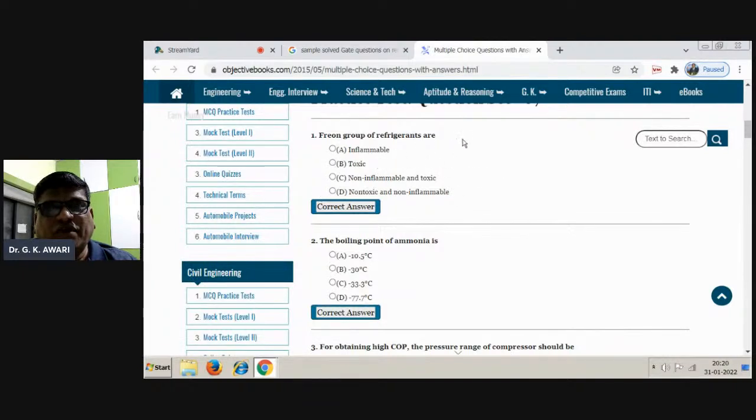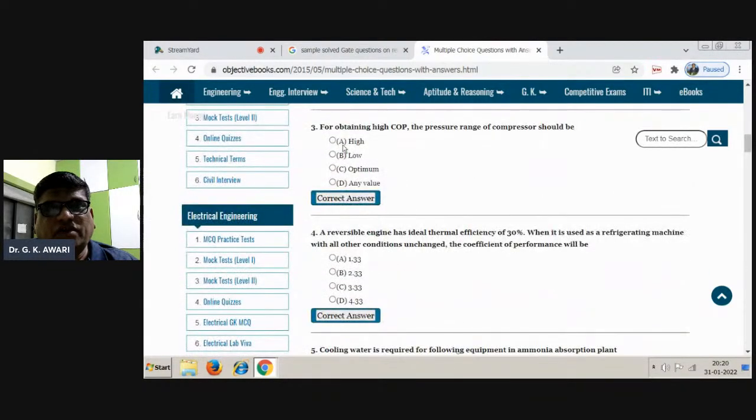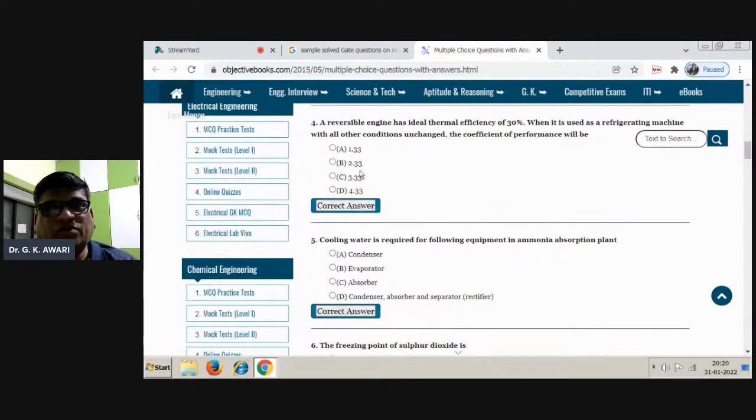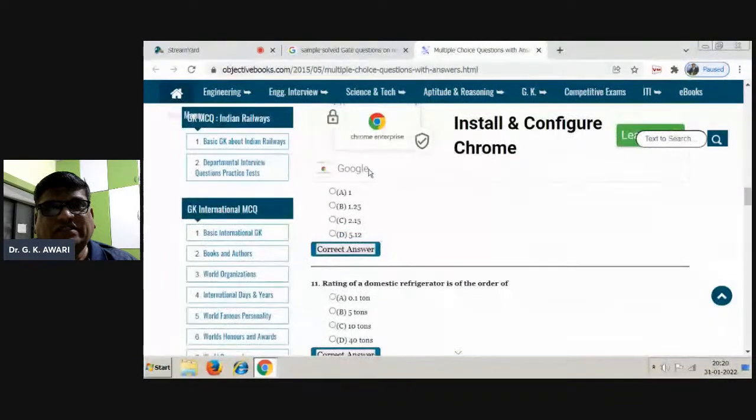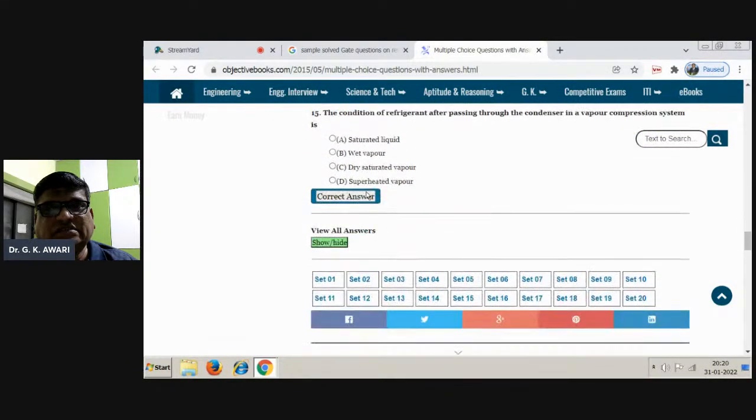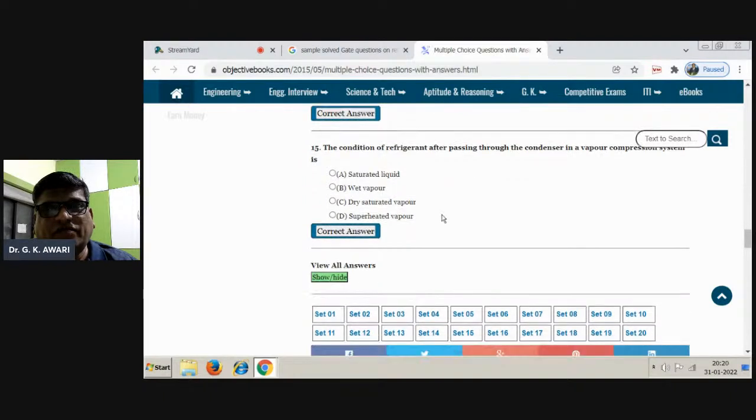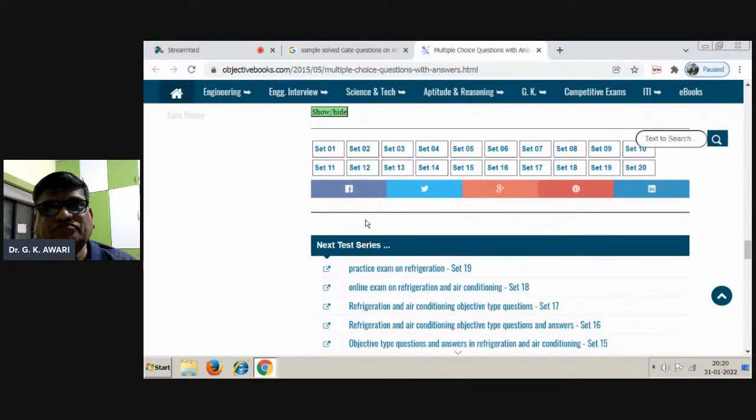So Freon group of refrigerants are okay. For obtaining the high COP, the pressure range of the compressor should be high, low, or what. So likewise, you need to solve the question. The condition of the refrigerant after passing through the condenser in a vapor compression system is saturated liquid, wet vapor, or what will be the conditions?